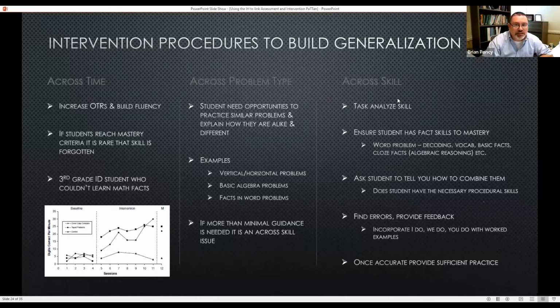But then across skill, sometimes if we task analyze the skill, let's say you got the kid up to 40 to 60 digits correct per minute and they couldn't do the math problems or the word problems. Now you would have to look at, is it a decoding skill, a vocabulary skill? You would rule out a basic fact skill, but also closed facts, right?